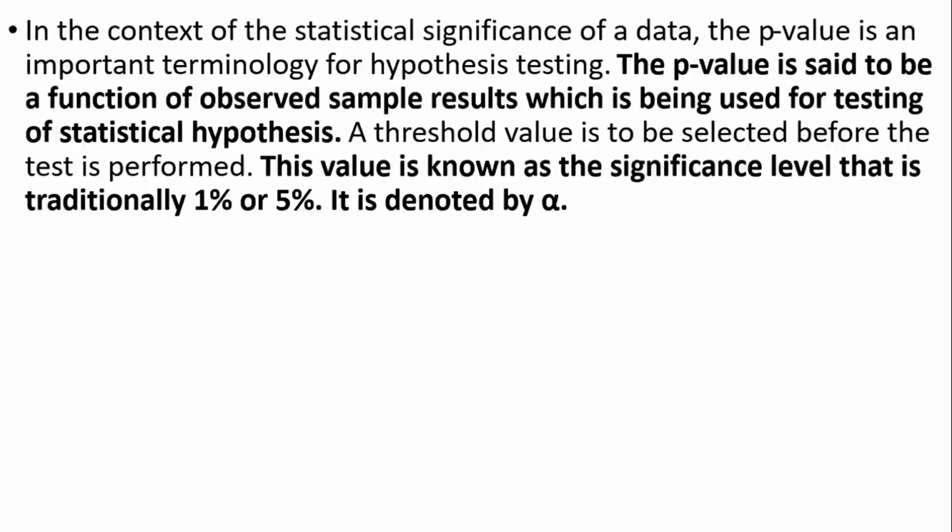In the context of statistical significance of data, the p-value is an important terminology for hypothesis testing. The p-value is said to be a function of the observed sample, which is used for the statistical hypothesis. The threshold value is to be selected before the test is performed. This value is known as the significance level, that is traditionally 1% or 5%, denoted by alpha.